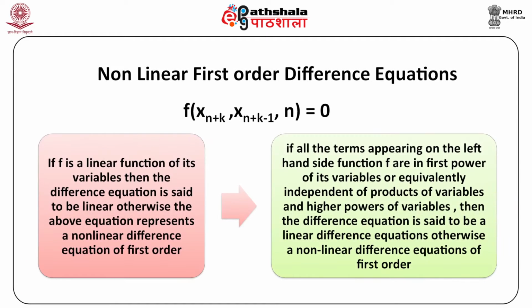A general first-order difference equation is of the form f(x_{n+k}, x_{n+k-1}, n) equal to 0. Here, if f is a linear function of its variables, then the difference equation is said to be linear. Otherwise, the above equation represents a nonlinear difference equation of first order. In other words, if all the terms appearing on the left-hand side function f are in the first power of its variables, or equivalently independent of products of variables and higher powers of variables, then the difference equation is said to be a linear difference equation, otherwise a nonlinear difference equation of first order.